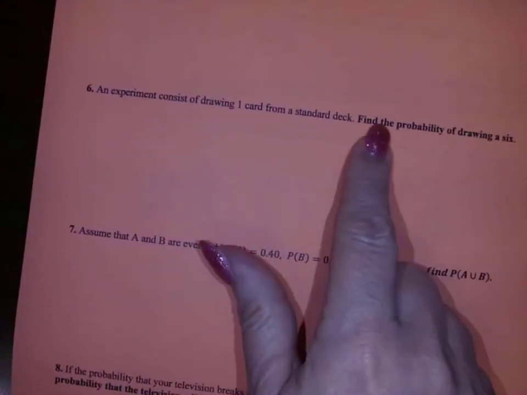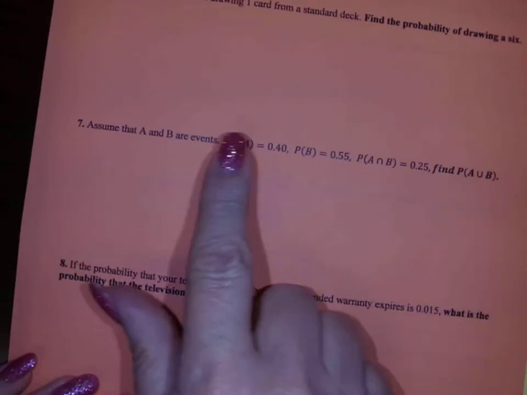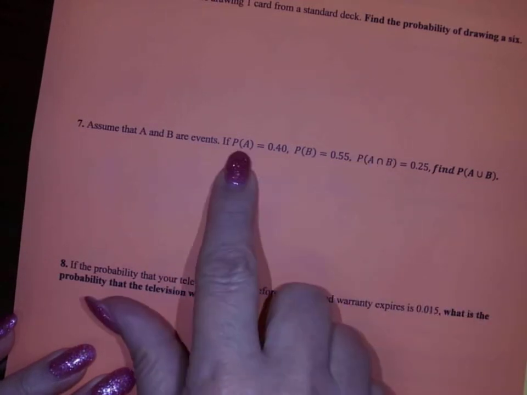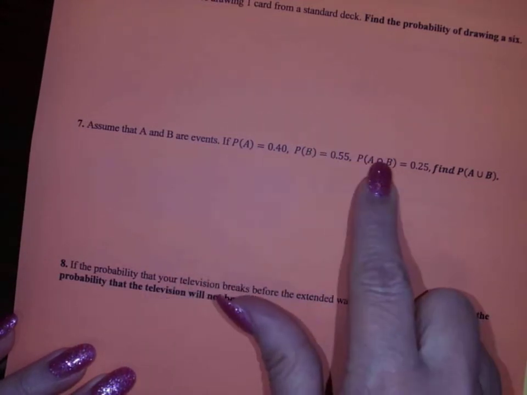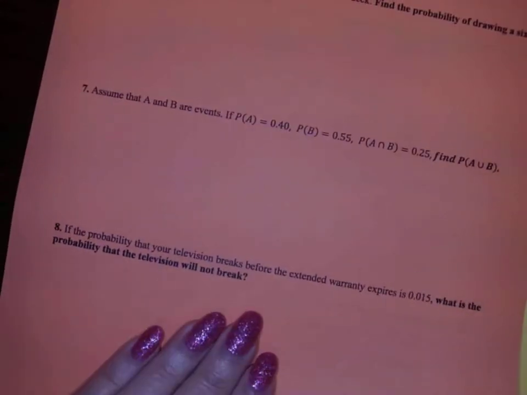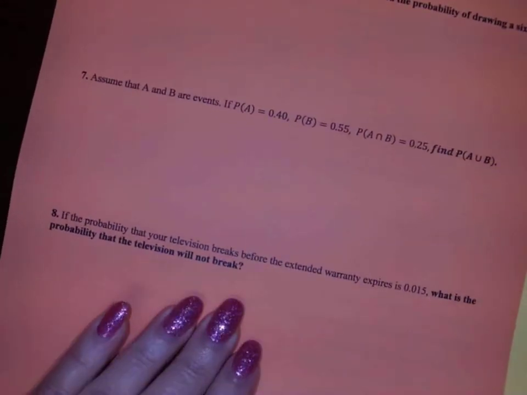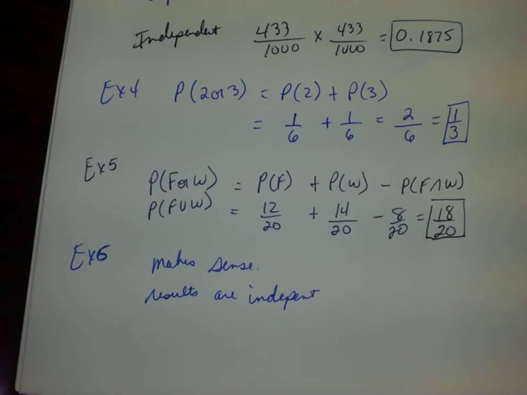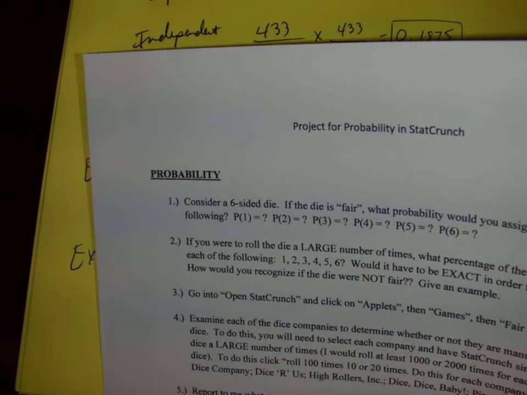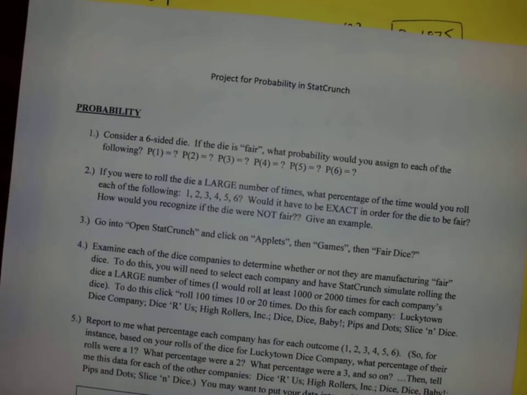And then you're going to do some probabilities of drawing a 6. And here is one of these types. You're going to find A union B, given the probability of A, of B, and the intersection. That's a similar problem that we just did. Okay? And then what is the probability that something will break, given that it had a warranty? If you have questions on those, make sure you ask. And then a little hint, remember all the probabilities of any event total equals 1.